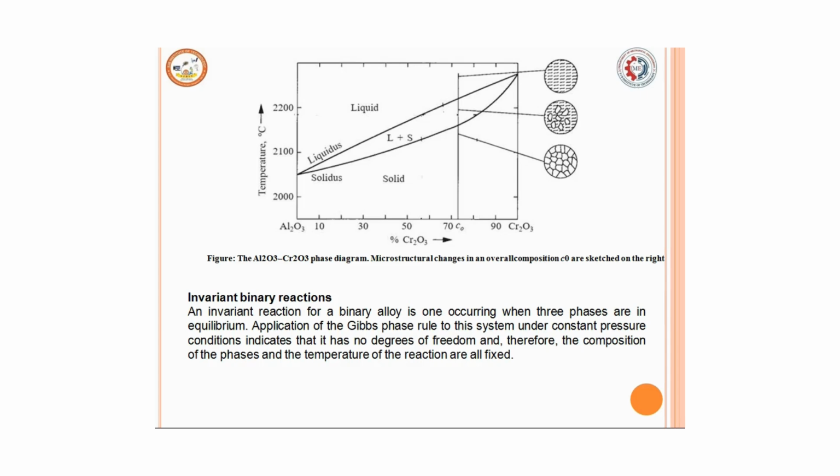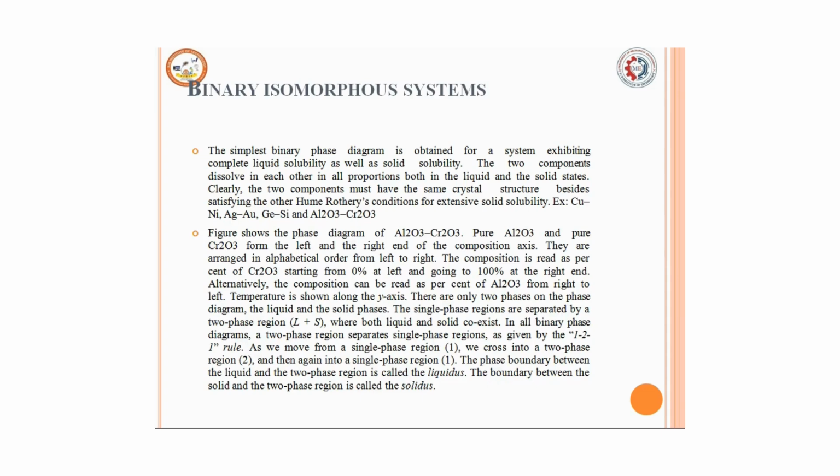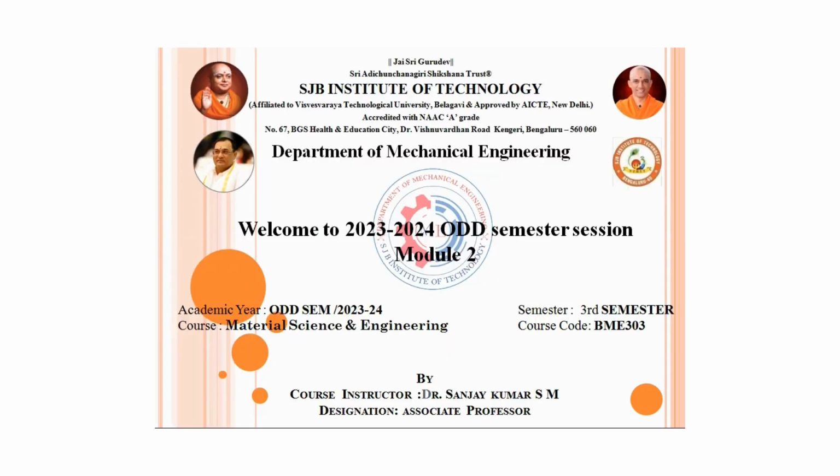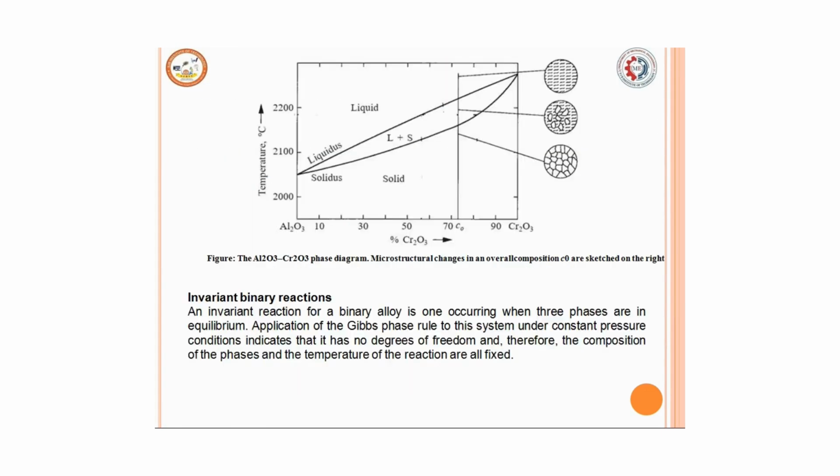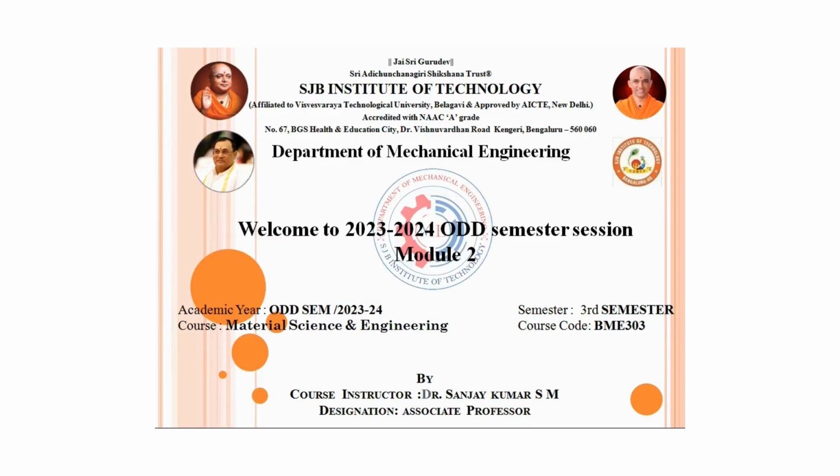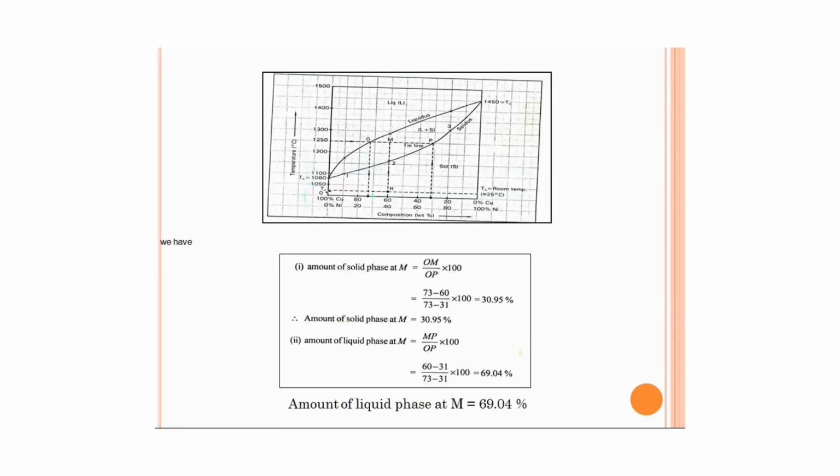Invariant reactions in the binary phase, and the aluminum oxide and chromium oxide equilibrium diagrams, binary F-former systems. So further we will go with how this amount of liquid phase can be calculated.